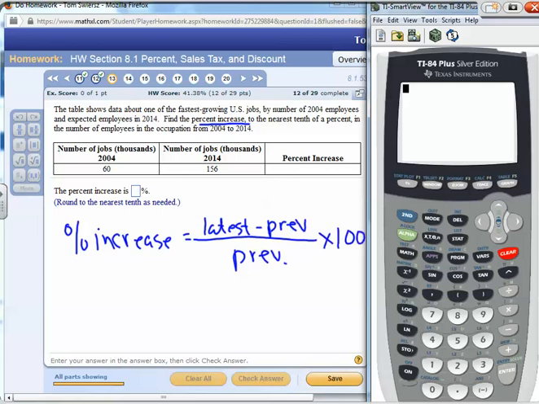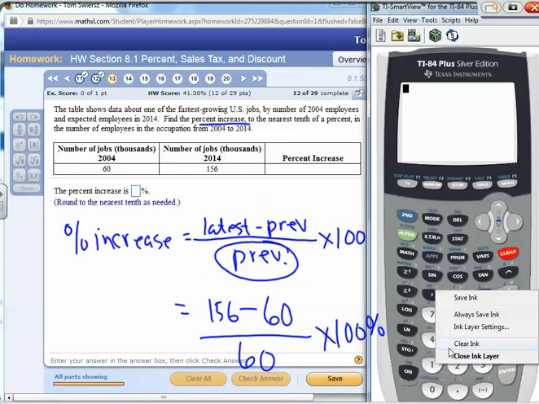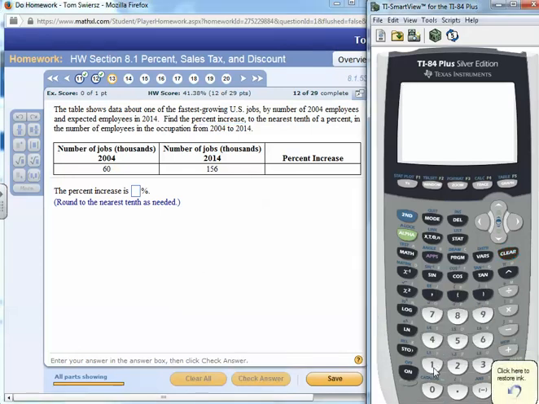So the latest value in this case, in 2014, is 156,000. The previous was 60, and you divide by the previous and then multiply by 100. So you find the difference and divide always by the previous. That's the formula, percent increase or percent decrease. So if we do that, we get 156 minus 60. Get the answer. So hit enter. Divide by the previous, which we said was 60.